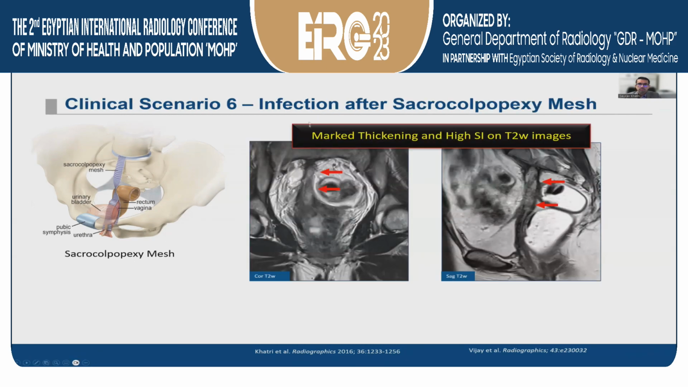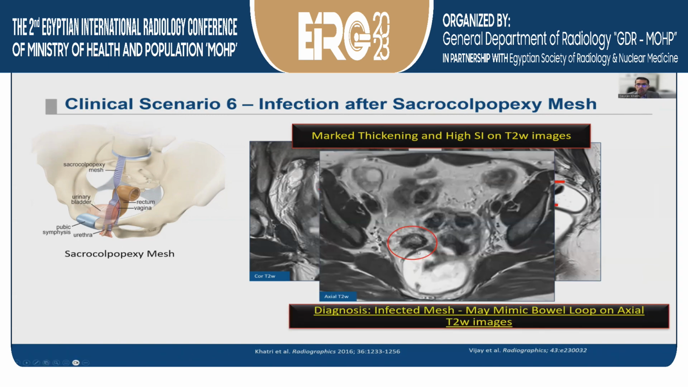In contrast, here's a patient that presented with an infection after sacrocolpopexy mesh placement. Very thick mesh. You can see there's some high signal intensity on T2, both on the coronal and the sagittal image. You see how thick this is compared to the other one I showed you. On the axial image, it looks very, very thick and rounded, almost mimics a bowel loop. So be careful about that. If this can be followed to the sacral promontory, this is not a bowel loop. This is sacrocolpopexy mesh. This is an infected mesh.